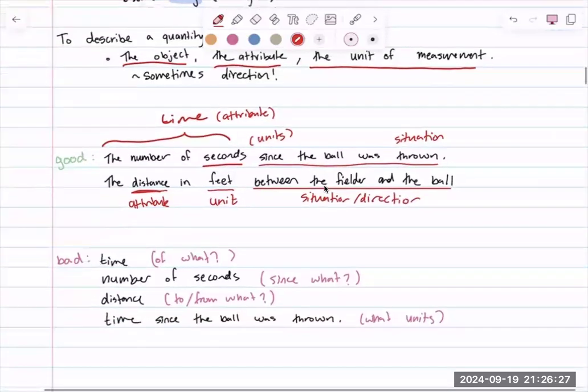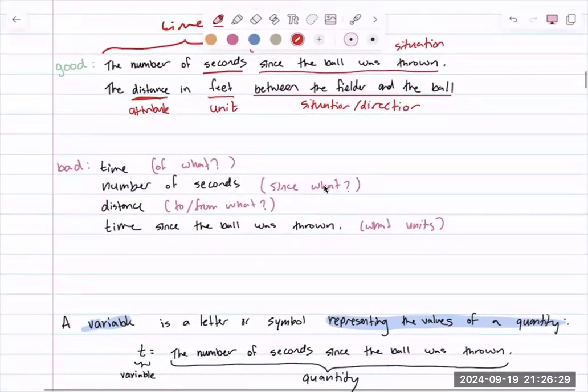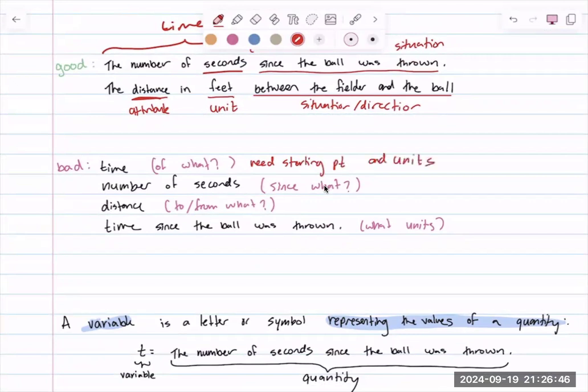Awesome. So some bad examples would be if you just said time. Of what? So what is the situation? Is it time since my day started? Is it time since classes started? We'll need a starting point there. So need starting point. And units, of course. So what? Is it hours? Is it minutes? Is it seconds? Days? Years? Centuries? Right? Our second bad example is number of seconds.